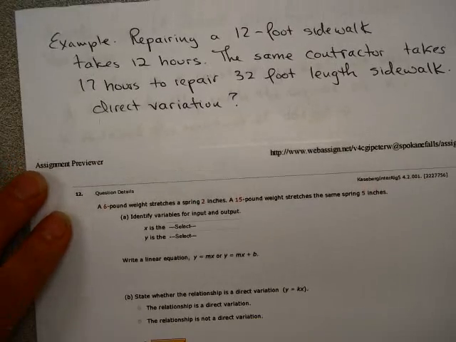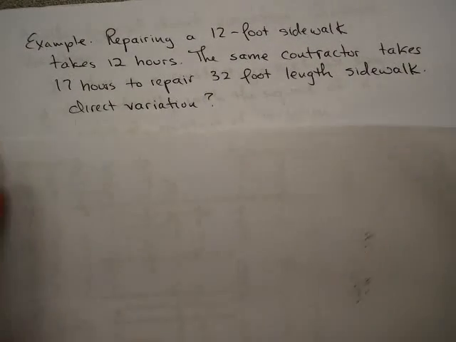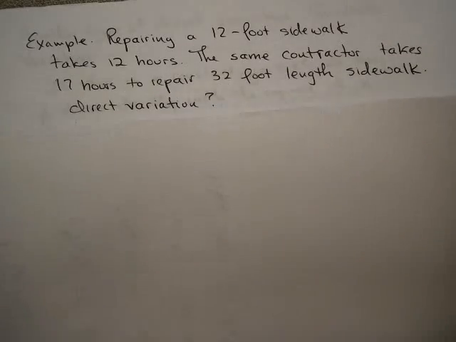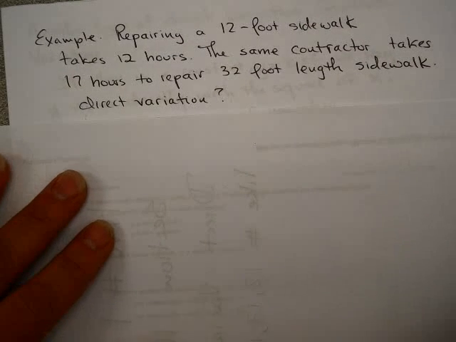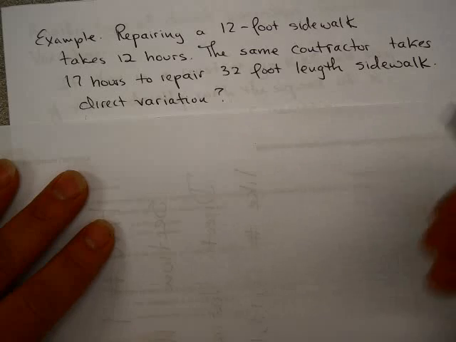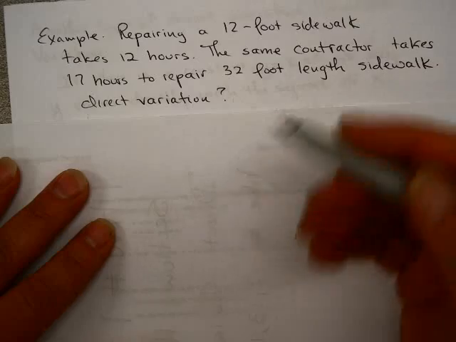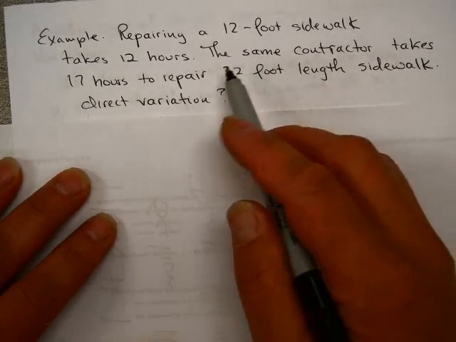Now I want you to understand not everything is direct variation. Let's take a look at this problem right here. Repairing a 12-foot sidewalk takes 12 hours. The same contractor takes 17 hours to repair a 32-foot length of sidewalk. Let's try to think about whether this is direct variation or not, and whether we can find an equation relating this.